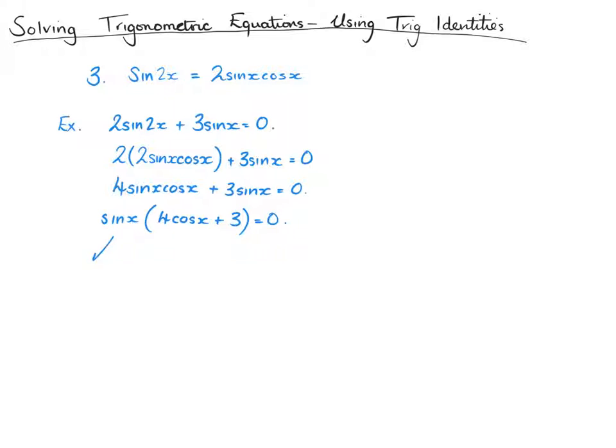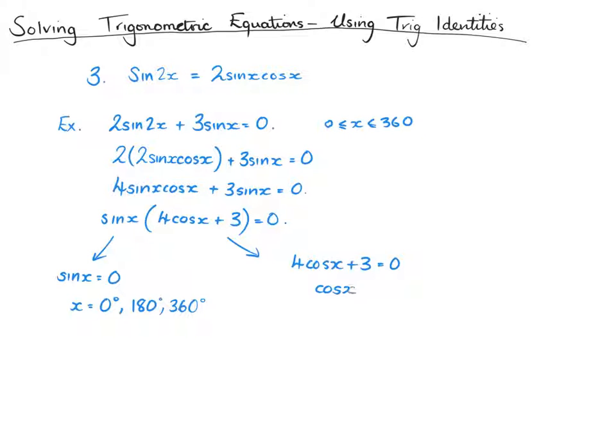So here we get that sine x equals 0. So sine x equals 0, so therefore this gives us the answers x is equal to 0, 180 and 360, assuming we're going between 0 and 360. And then our other bracket gives us 4 cos x plus 3 equals 0. So we rearrange and we get cos x is equal to -3/4.